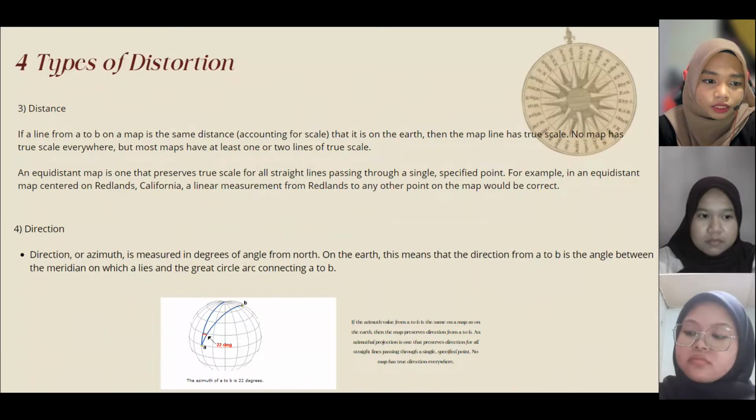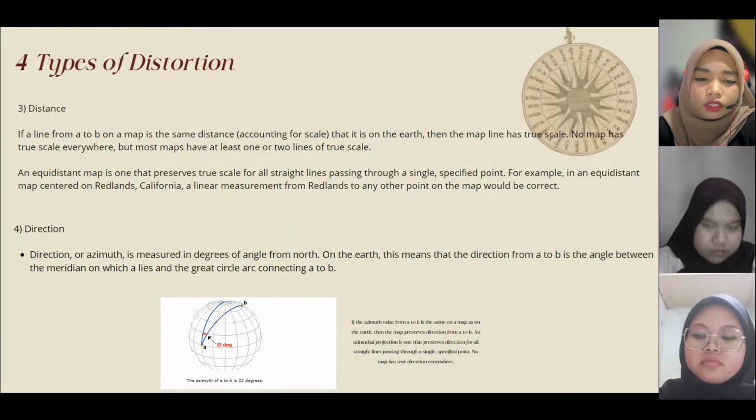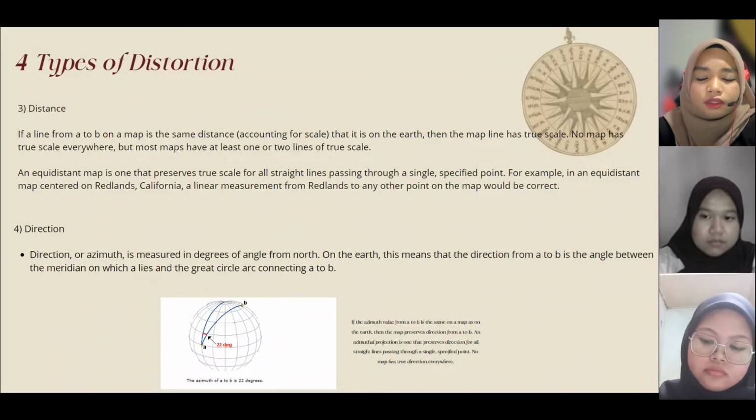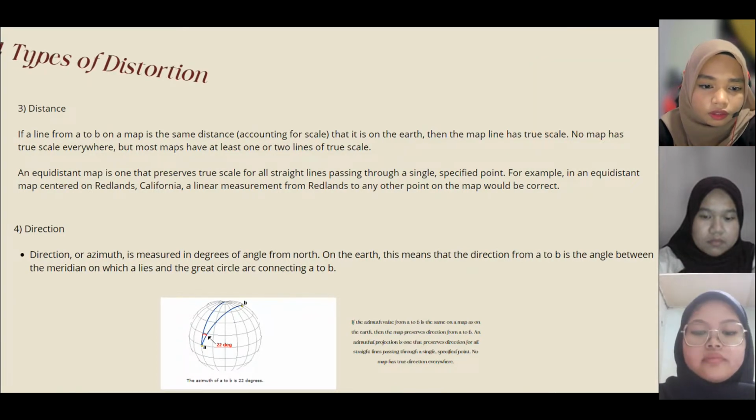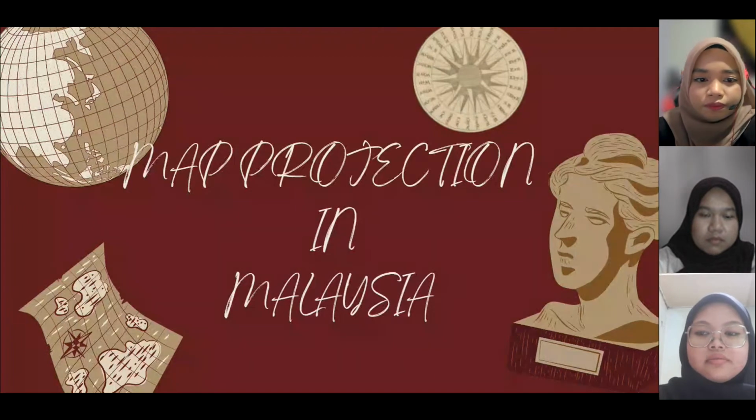Four, direction. Direction, or azimuth, is measured in degrees of angle from north. On the Earth, this means that the direction from A to B is the angle between the meridian on which A lies and the great circle connecting A to B. Next. Okay, I pass to Mardiatul Ilyana.